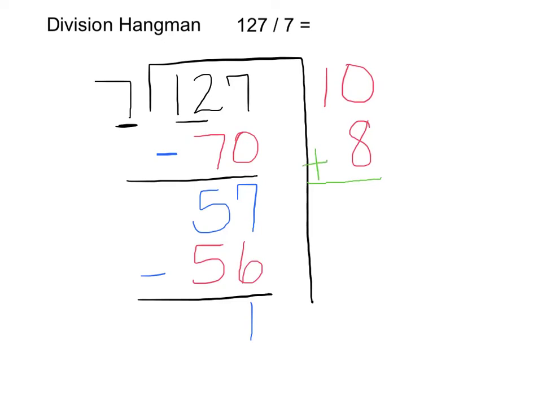Now, please note that I have lined up my digits so that they are in the proper place value. It's really important that my 8 and my 0 are in the same column, and you'll see why later. Now I'm going to add 10 plus 8, which is 18, and I have one cookie left over, so that's remainder 1. So my quotient is 18 remainder 1.